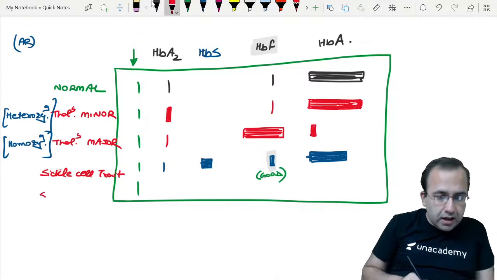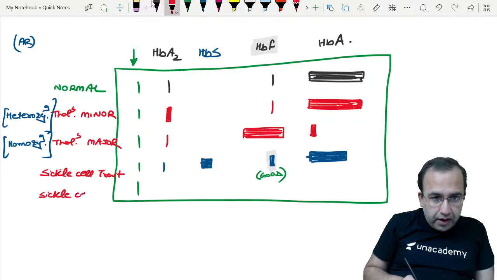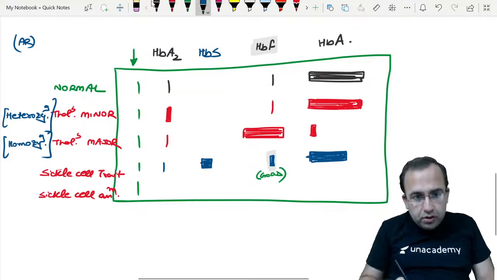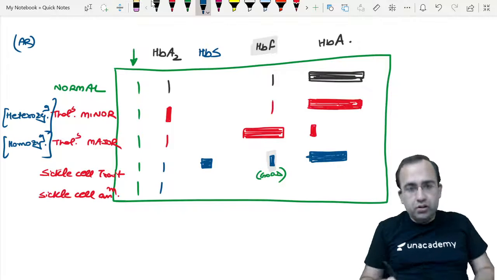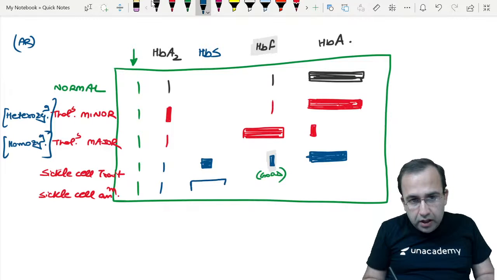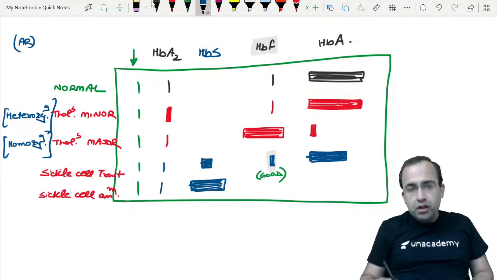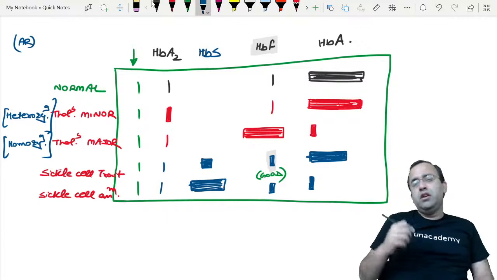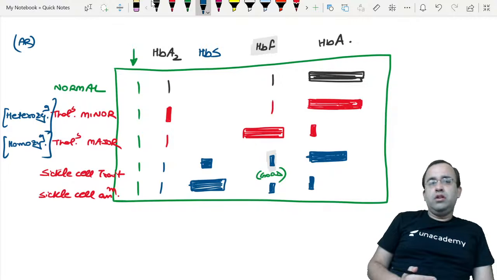Then last is sickle cell anemia. HbA2 normal. Now we have the predominant HbS. Sickle cell anemia, HbS is predominant. HbF is slightly increased versus HbA which is markedly reduced.